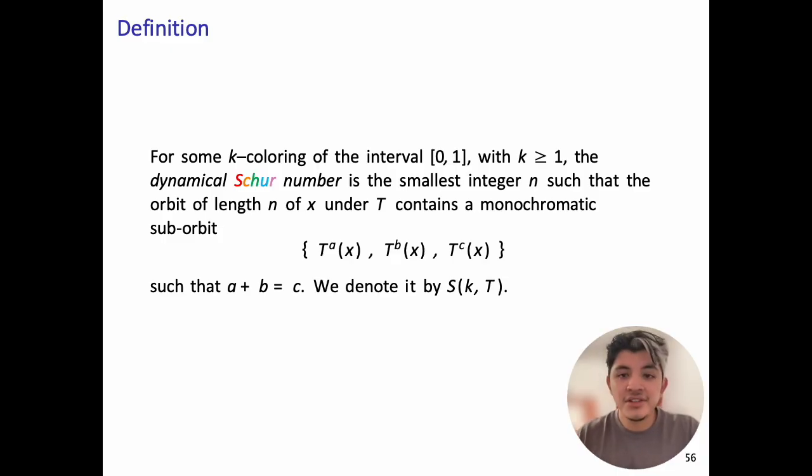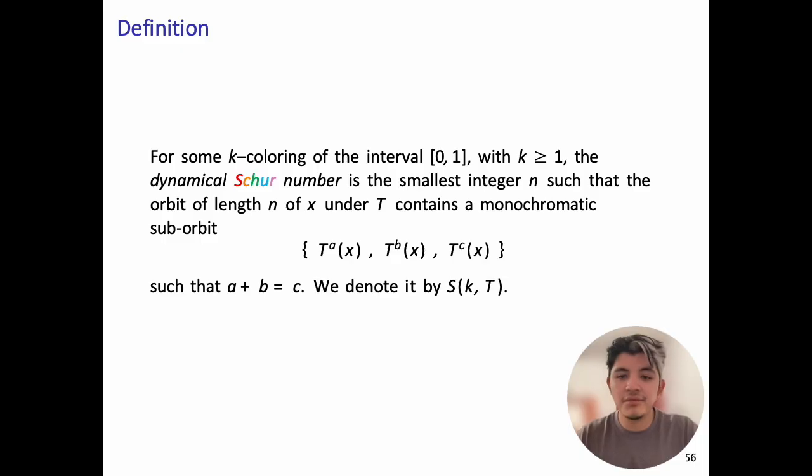Now, the main definition of this work is the following. For some k-coloring of an interval [0, 1], with k greater than or equal to 1, the dynamical Schur number is the smallest integer n such that the orbit of length n of x under t contains a monochromatic suborbit with the form t to the a of x, t to the b of x, and t to the c of x, such that a plus b equals c. This is the smallest length of the orbit such that a solution of the equation of Schur's theorem exists.